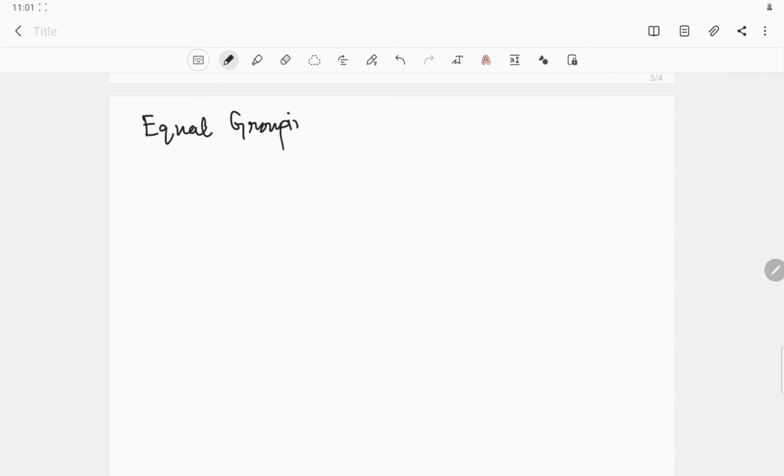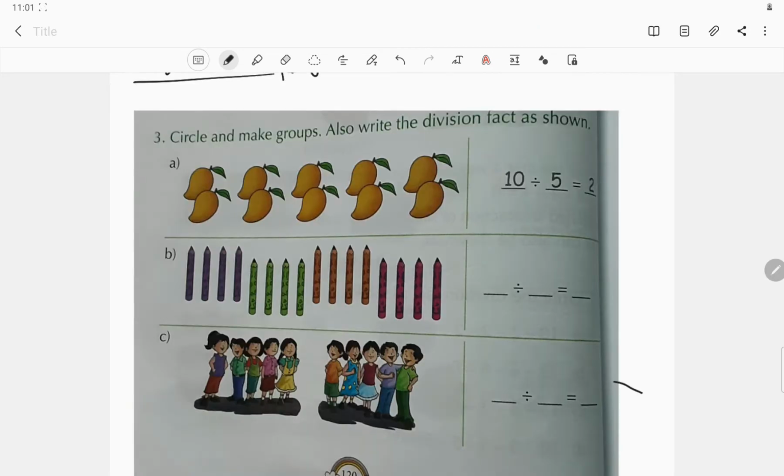There is another topic in your page number 120, equal grouping. Equal grouping and equal sharing are the same. That means you are doing subtraction, right? So let's start. In your page number 120, it says circle and make groups. Also write the division fact as shown. This is the division fact. Now question number B, you have to circle and make groups.